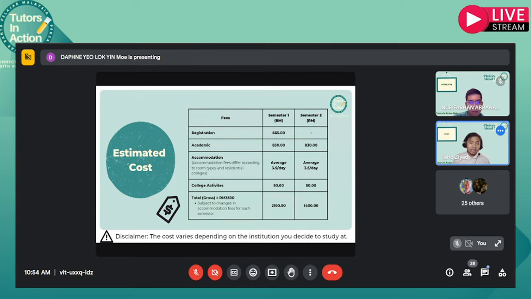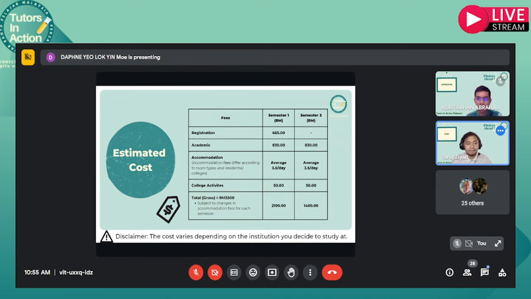However, the fees that I have laid out here are not including the associated course material. So when you're looking at books and reference materials, those are other factors to consider when calculating the total cost.